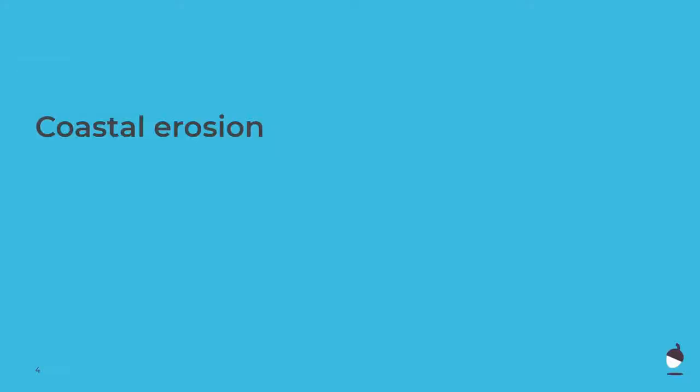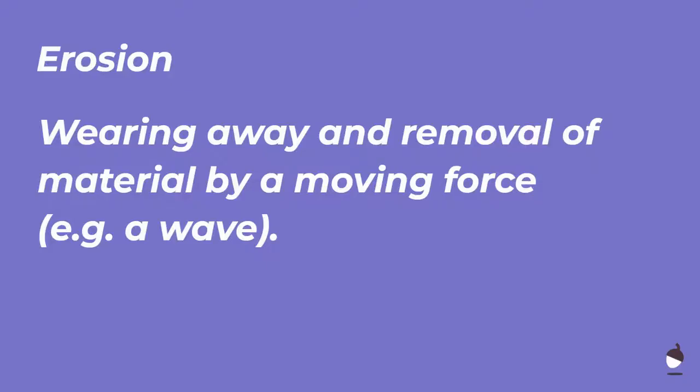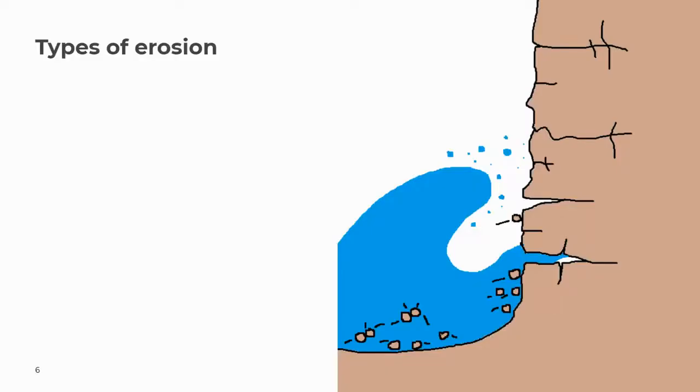We're going to start with coastal erosion. So what is erosion? Erosion is the wearing away and removal of material by a moving force, for example, a wave. There are three main types of erosion that we're going to consider today. Let's look at what's going on at the base of this cliff.